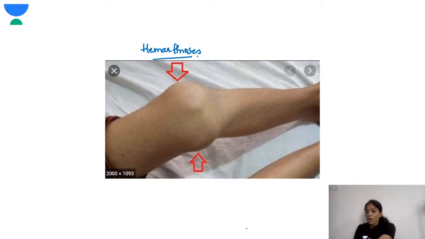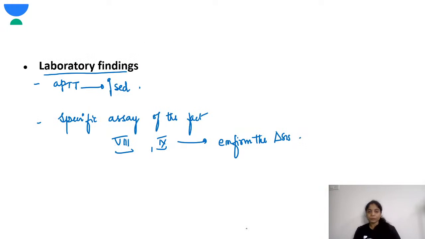This is a picture of hemarthrosis. You can see there is a swelling in the knee. Most of the time they don't show an ankle joint, it is the knee joint that is shown, but you should remember that the ankle joint is the first joint to get involved. Now, laboratory findings. The first thing you need to know is APTT is increased. To confirm, you get a specific assay of factor 8 and factor 9. This will confirm the diagnosis.